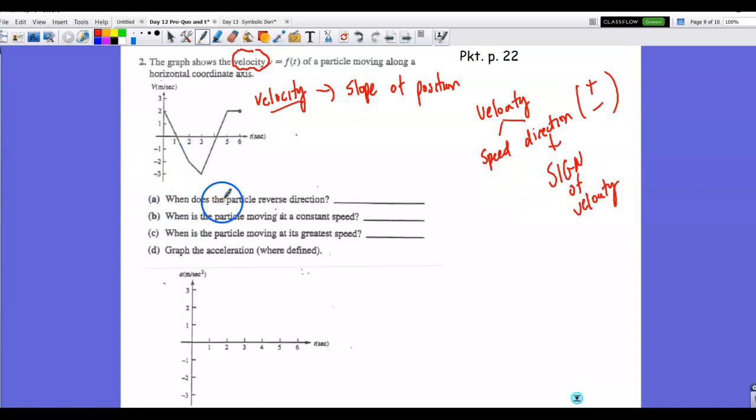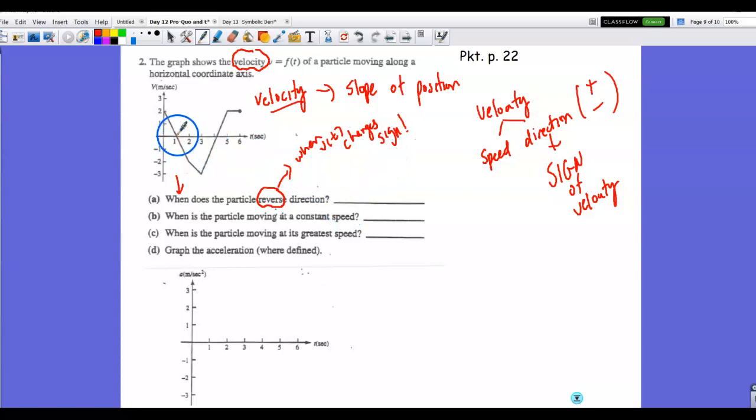So here we go. When, that's looking for a time, does the particle reverse its direction? So in other words, the particle is moving along the horizontal axis, just moving back and forth from right to left, left to right. So reversing directions would be when, this is what we're looking for, when v of t does not equal 0, but changes sign. There has to be a sign change in order to have a reversal.